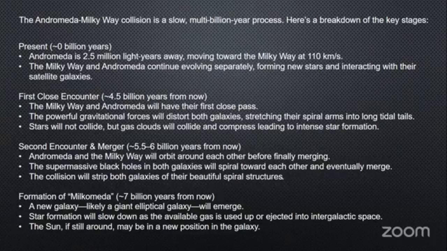Here is the breakdown. Presently, Andromeda, which is about 2.5 million light years away, is moving towards us at a speed of about 110 kilometers per second. The Milky Way and the Andromeda galaxy will continue to evolve. They are still forming their stars. They are just doing their normal thing, as if nothing is going to happen.